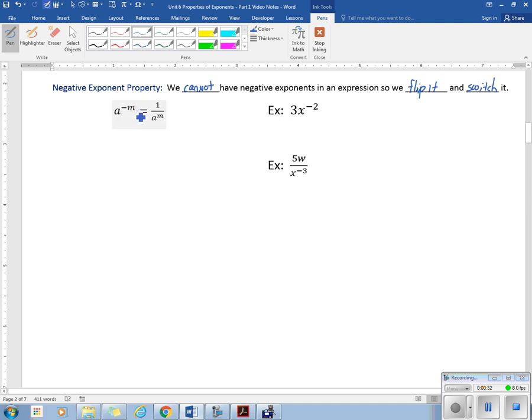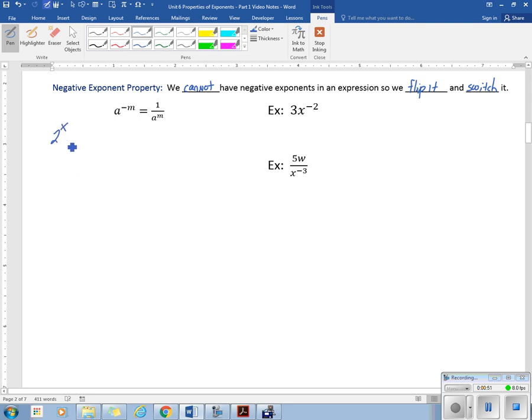Okay, so here's what the definition says. A to the negative m equals 1 over a to the positive m. So if you have a negative power, any base a, you just go ahead and flip the fraction over, give the reciprocal of it. So a, 1 over a is the reciprocal, and then rewrite it with the positive power.